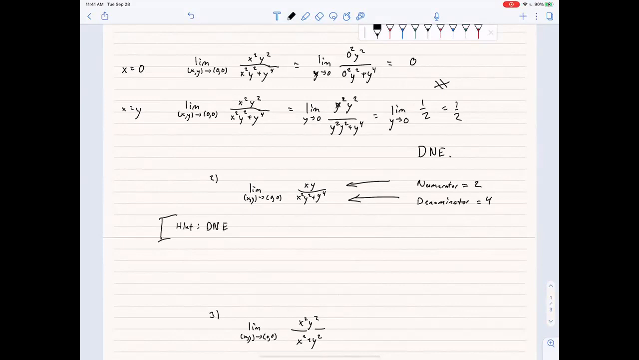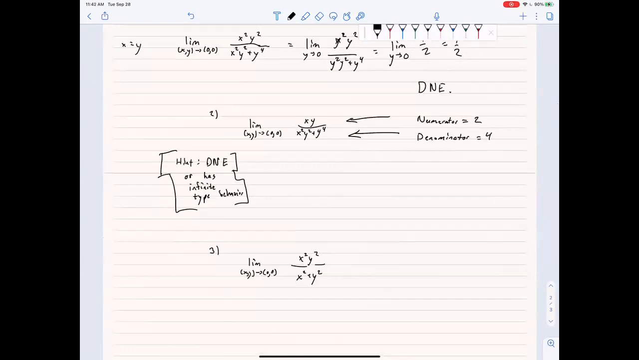The numerator order is smaller than the denominator, or has infinite-type behavior. In other words, it goes to plus or minus infinity. And there are notions of limits going to infinity, but if you say a limit doesn't exist and you're explaining that it tends to infinity, that's full credit. That's fine. And again, if you're going to show something tends to infinity, it suffices to show that along any given path. If it goes to infinity along one path, then the limit doesn't exist.